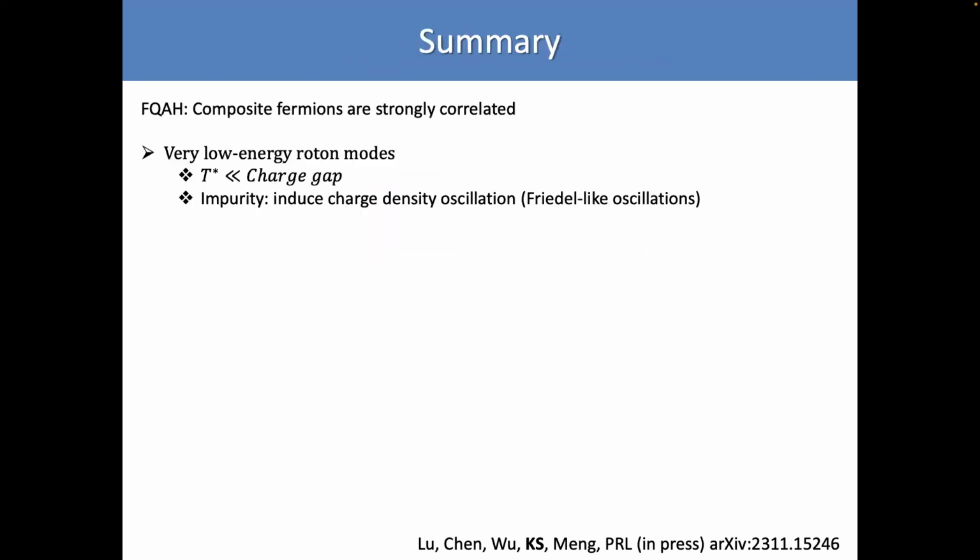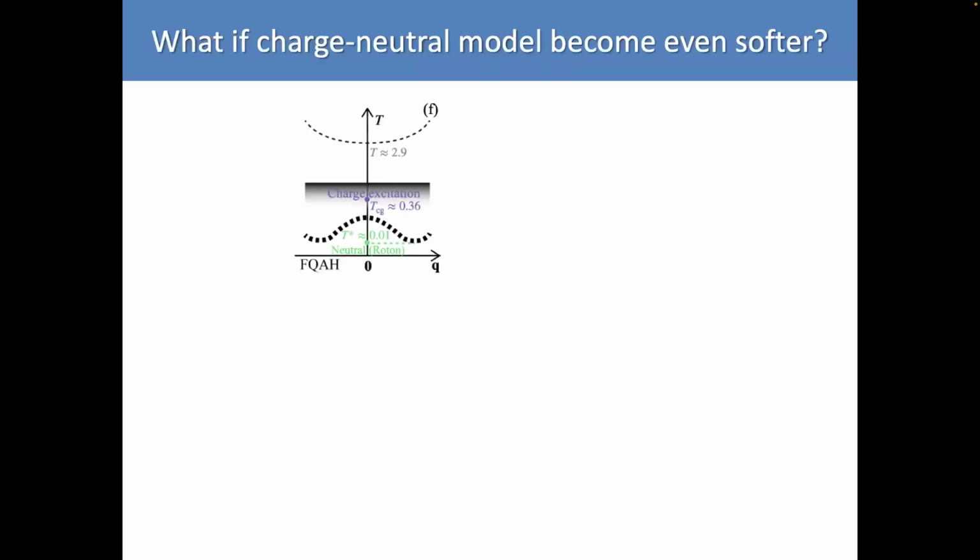Okay, so that is about the roton excitation. Let me do a quick summary. In flat bands, one key difference between flat bands and Landau levels is that the composite fermions have very strong interactions. This means that the energy scale of the fractional plateau will be much smaller than the charge gap scale, and we should see Friedel-like oscillations near an impurity. So we know that flat bands have very low energy and very soft roton excitations.